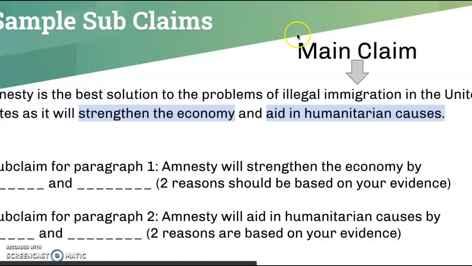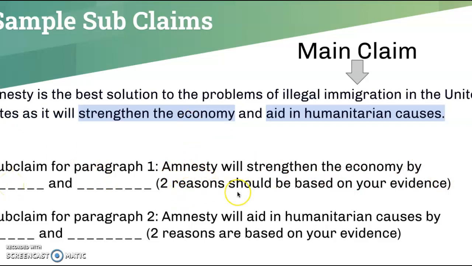So this was our main claim, right? Amnesty is the best solution to the problem of illegal immigration in the U.S. as it will strengthen the economy and aid in humanitarian causes. We have our two key reasons, strengthening the economy and aiding in humanitarian causes. Our first subclaim then, remember order is important, would be about strengthening the economy. So we would say something like amnesty will strengthen the economy by, and then we have two key reasons.